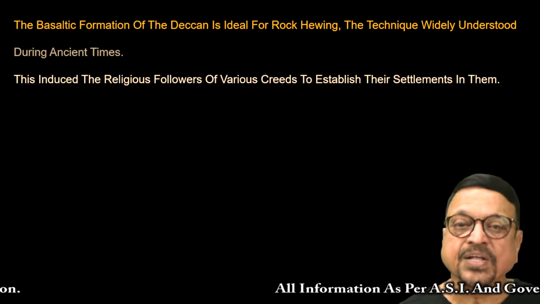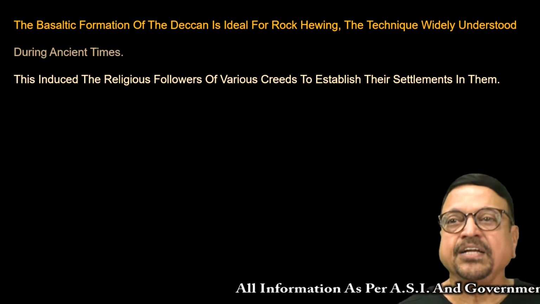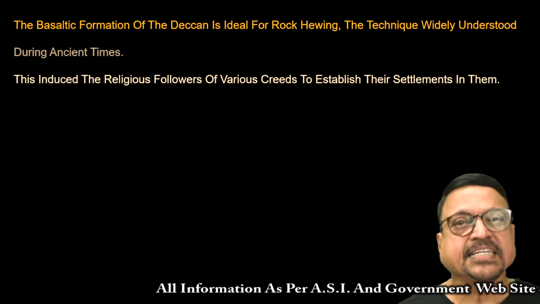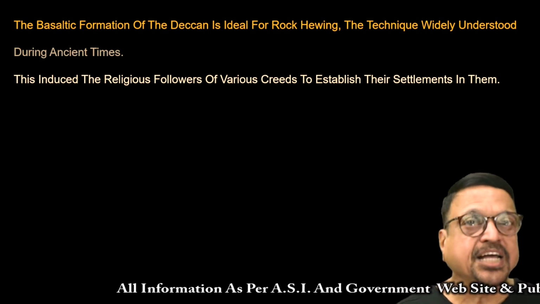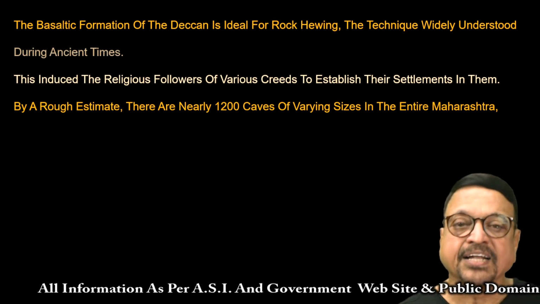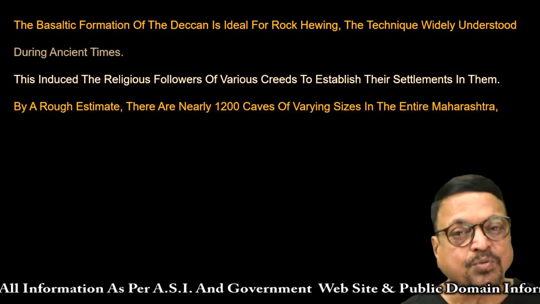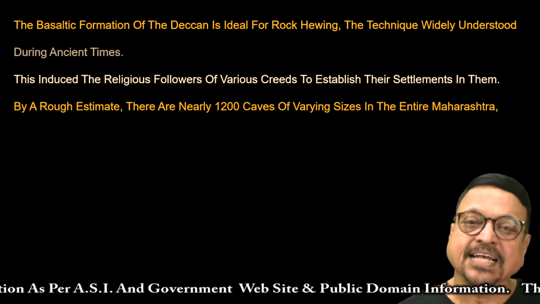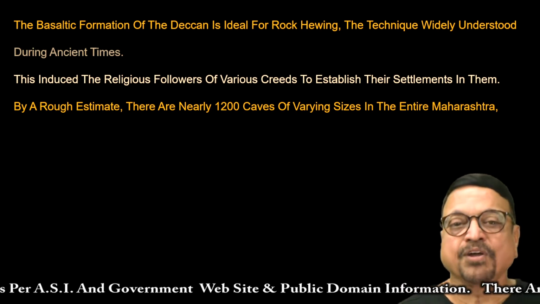The basaltic formation of the Deccan is ideal for rock hewing, and the technology was widely understood during ancient times. They really understood it and then started implementing it. Then they induced the religious followers of the various creeds to establish their settlements in them. So they gave them something like a shelter. They gave them a place to worship, and they started creating places which were better and better for worshipping God.